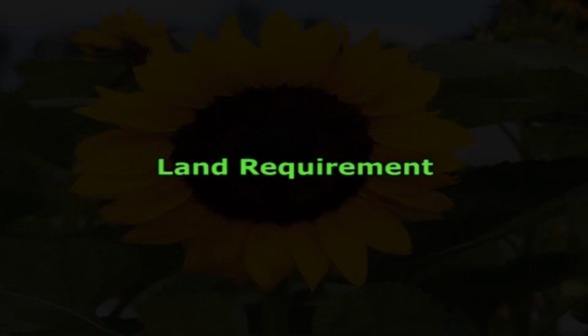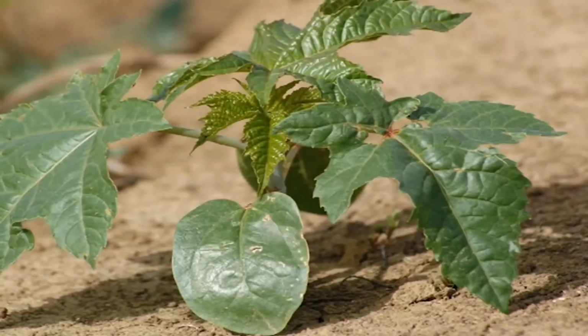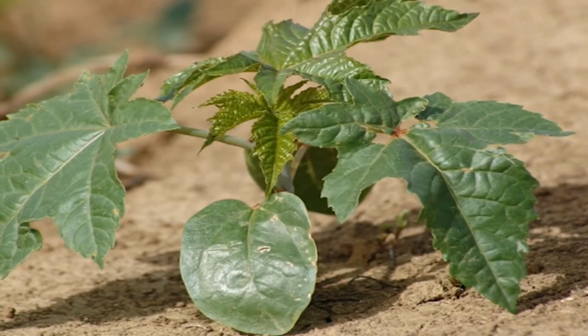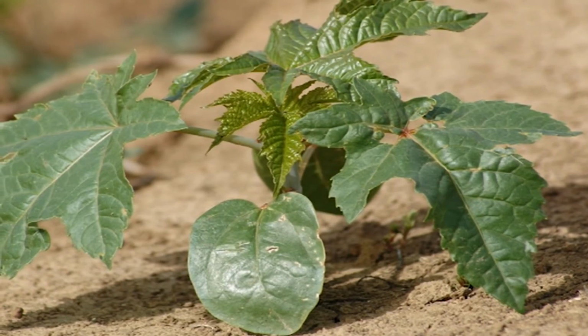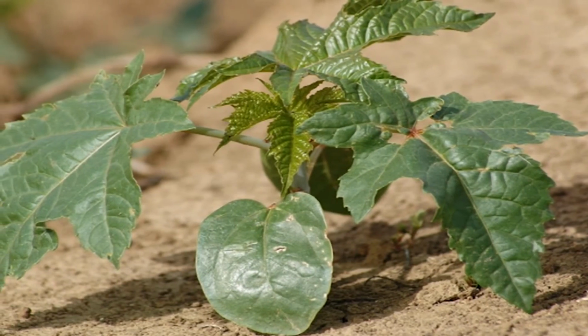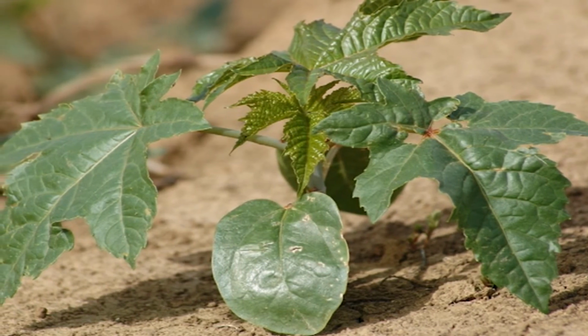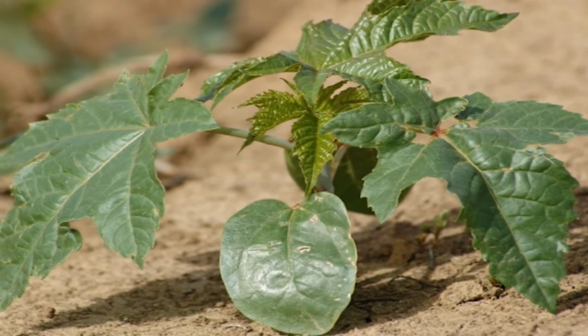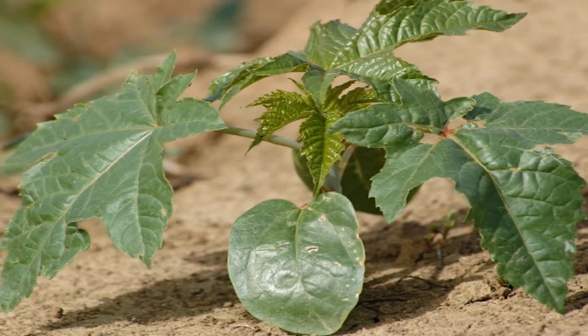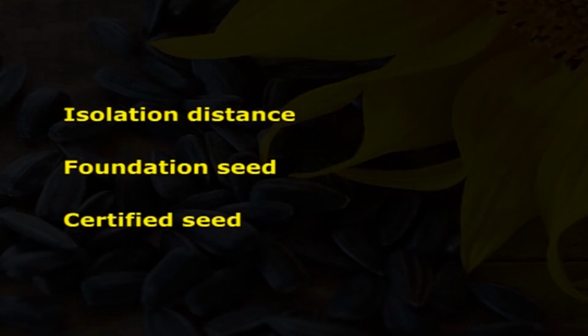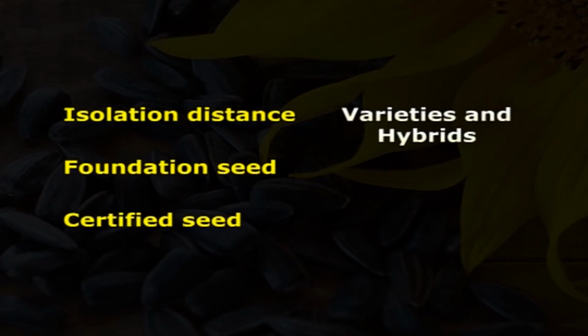Coming to the land requirement, well drained fertile soil should be selected for castor seed production. The crop cannot tolerate alkalinity and salinity. It performs well with medium to deep sandy loam, and heavy loam soils are highly suitable for seed production. Coming to the isolation distance requirements for both the varieties and hybrids, 600 meters is recommended for foundation class of seed and 300 meters is recommended for certified class of seeds.